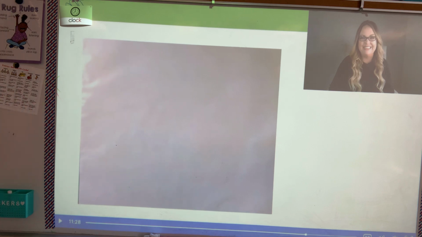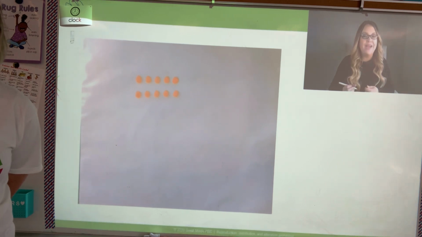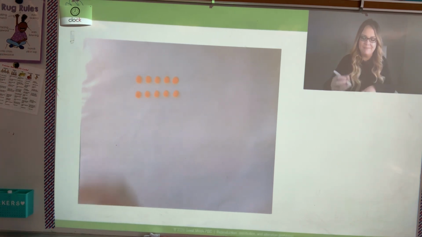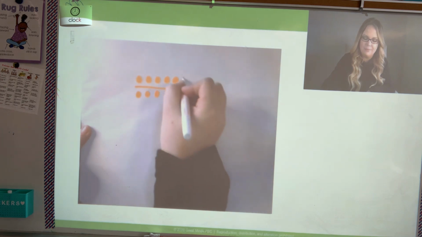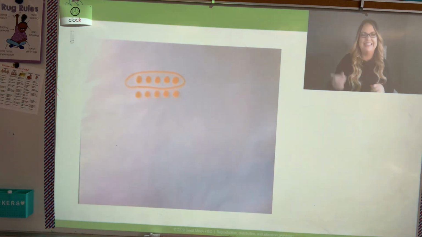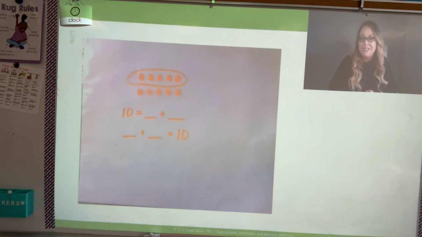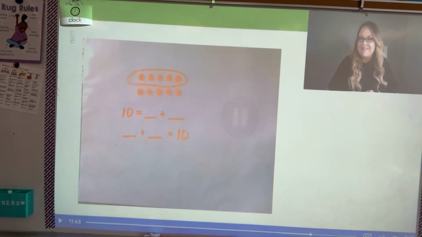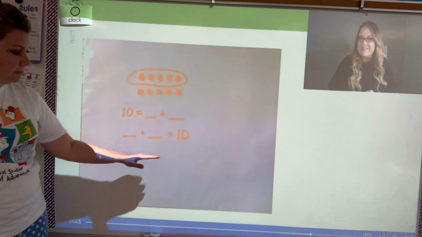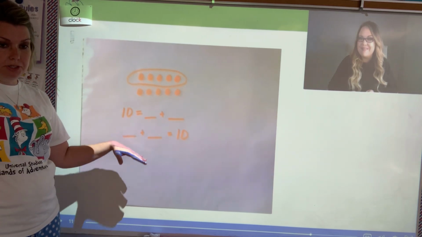All right. Miss Case? Now circle the group of 5 dots at the top. Circle the group of 5 at the top. Now we want to write 2 different number sentences about our picture. Okay, I'm going to push pause so you can do that. She has the number sentence, but she wrote them the 2 different ways.